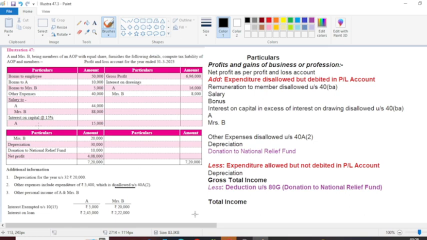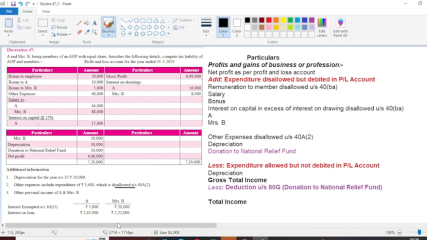In the same way, let me calculate for Mrs. B. Mrs. B has received 20,000 as interest from the AOP and paid 8,000 on withdrawals. Subtracting 8,000 from 20,000, the disallowable expense for the AOP is 12,000. We need to add back these 12,000 to the net profit.